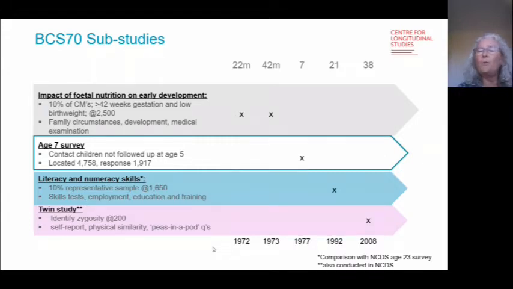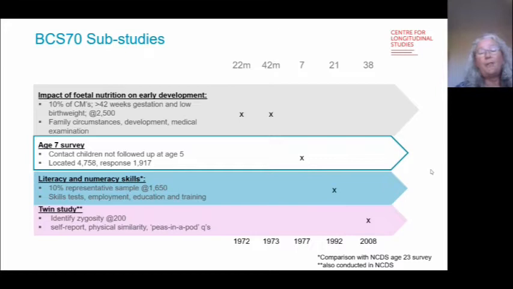At age 22 and 42 months, the study examined the impact of fetal nutrition on early development, and those invited to take part were 10% of all study members, all twins, triplets, those born after more than 42 weeks of gestation, and those who had particularly low birth weight. And that ended up with around 2,500 cohort members taking part in that. And they were asked questions about family circumstances, development, as well as a medical examination.